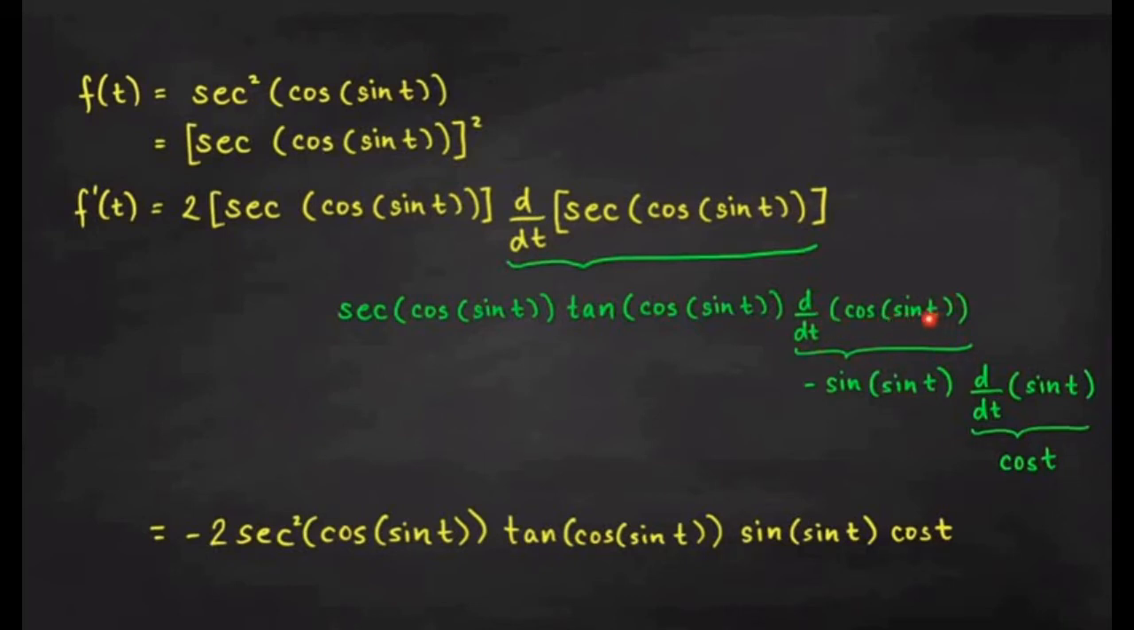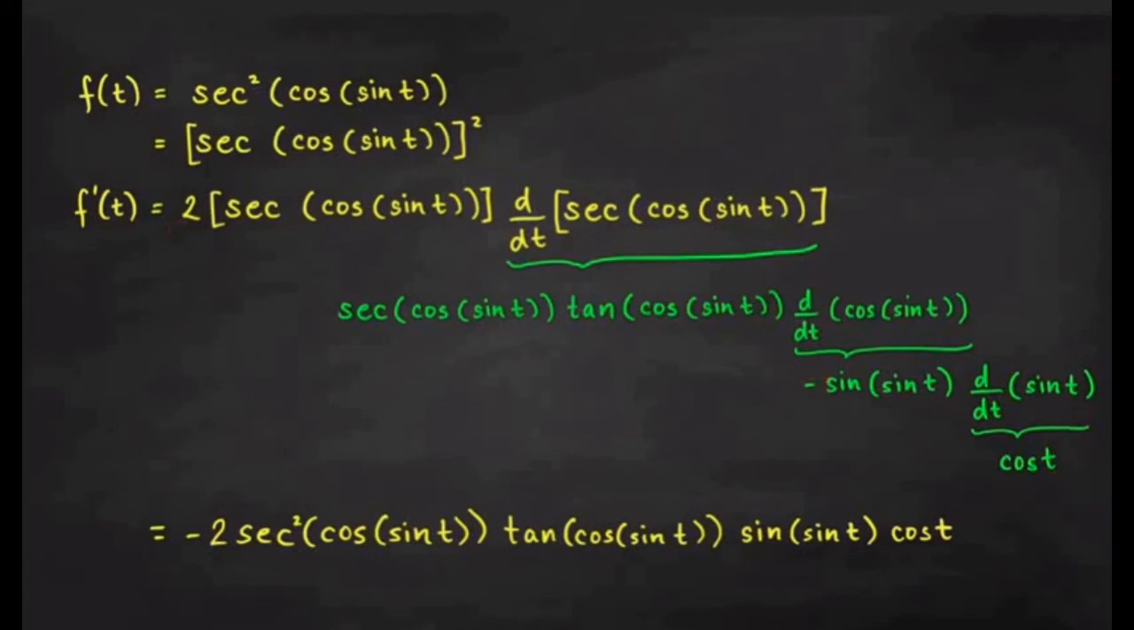It is cosine of a function, so we use the derivative of cosine u, which is negative sine u times the derivative of u with respect to t, and finally we get the derivative of sine t with respect to t, which is equal to cosine t. Now we can write our answer.